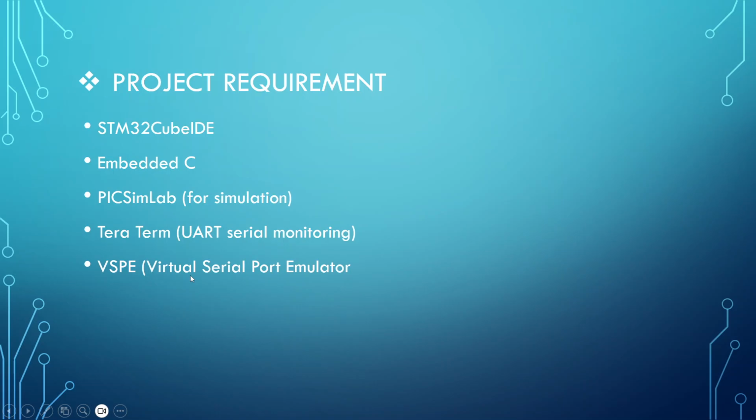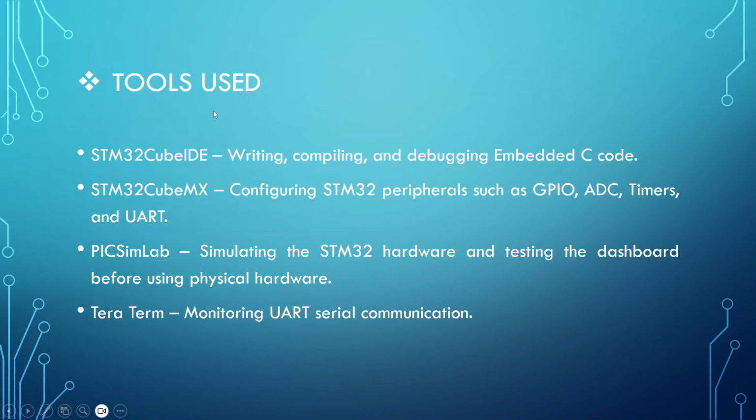Project requirements. To complete this project, I used several software tools. STM32CubeIDE was used for coding, with embedded C as the programming language. Proteus Lab was used to simulate the STM32 board. To visualize our dashboard, we use TeraTerm to monitor UART communication, and VSP, Virtual Serial Ports, between the simulator and terminal. These are the main basic requirements of our project. And then one by one, the tools I used.